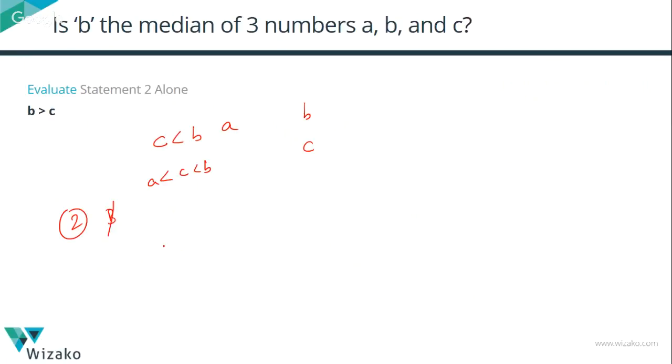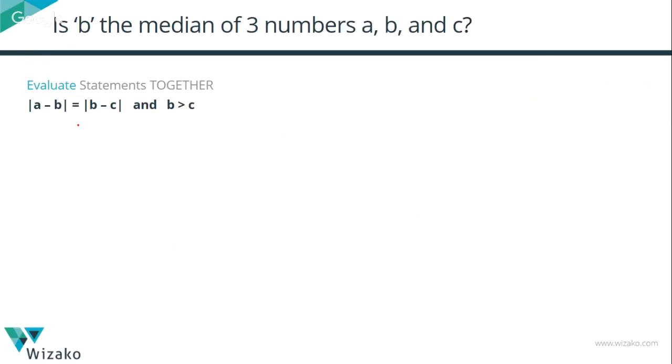Let's rule out choice B. What we are down to is C or E. We have information that the modulus of A minus B is equal to the modulus of B minus C, which essentially points to the fact that B is equidistant from A and C, and B is greater than C. We'll just take some examples, counterexamples, and finish it off.